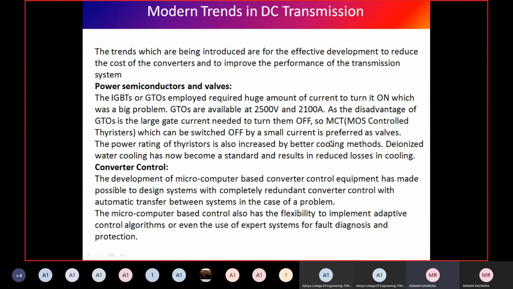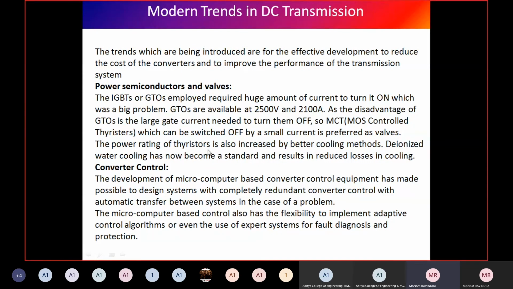This can be switched off by a small current. So instead of having 2100 amperes to switch off, the cost also increases. The device is very difficult to turn off at such a high current. That's the main problem here. So we use another device to switch it off using a small current. Here the MCT device is used.